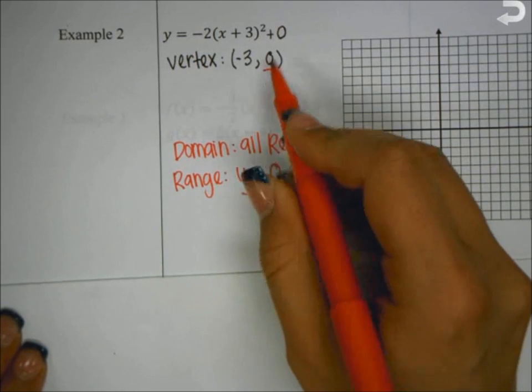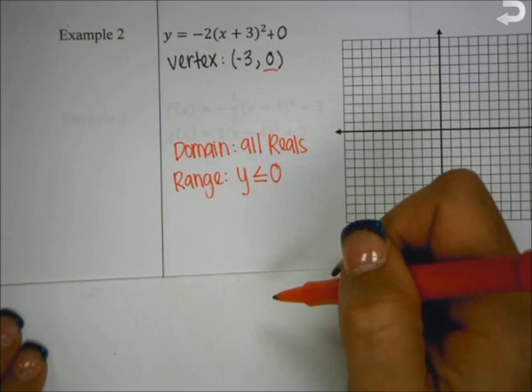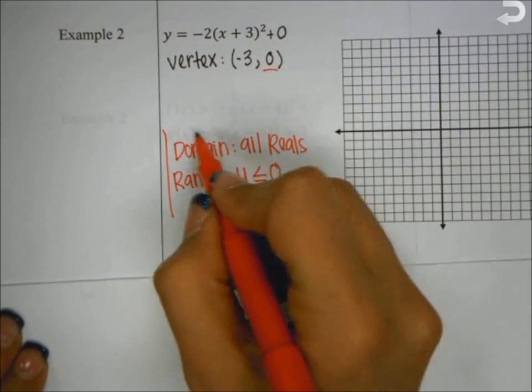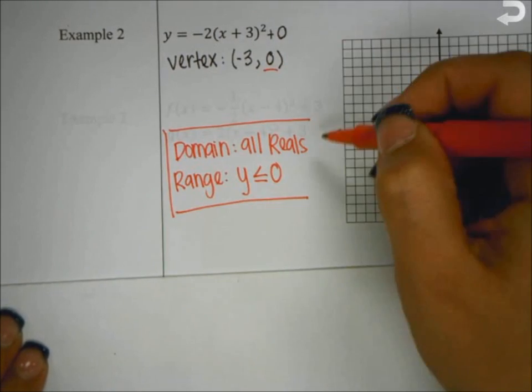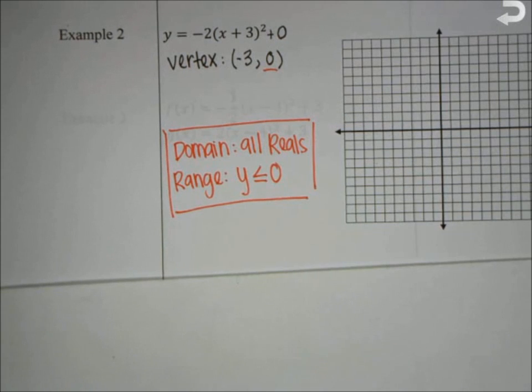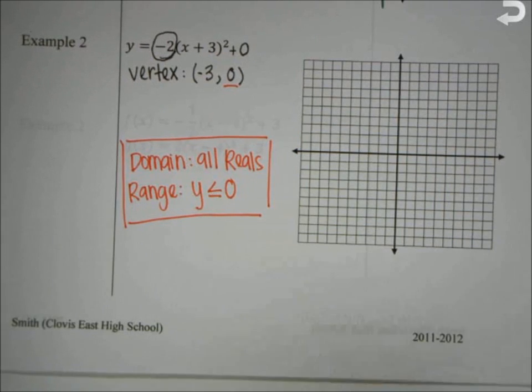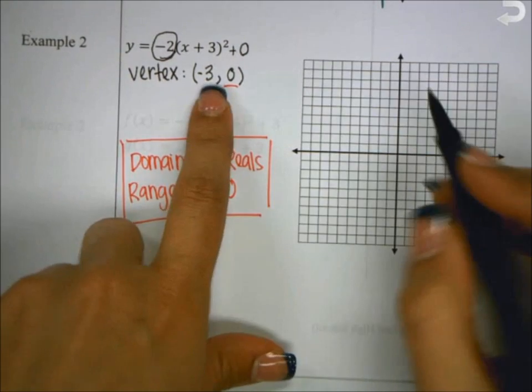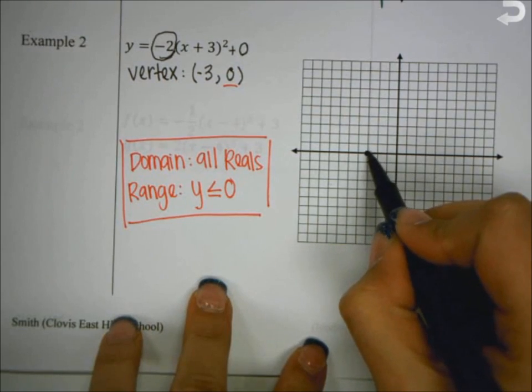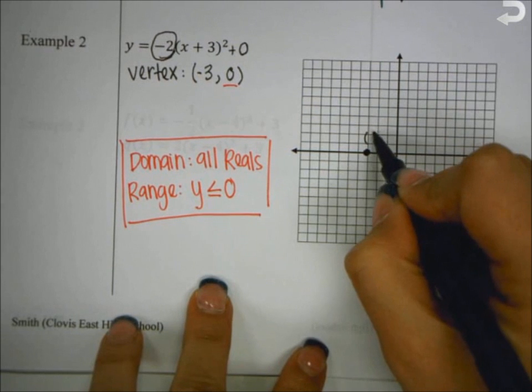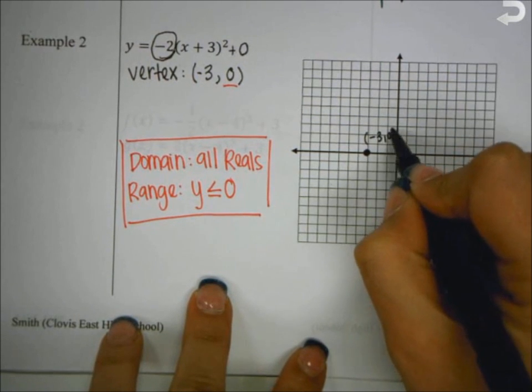Wait, Ms. Smith? Yes. Why is it up? So let's graph it. I know my vertex is at -3, 0. So 1, 2, 3, 0. Let me label it -3, 0. My line of symmetry goes straight through that vertex. So that's going to be x equals -3.